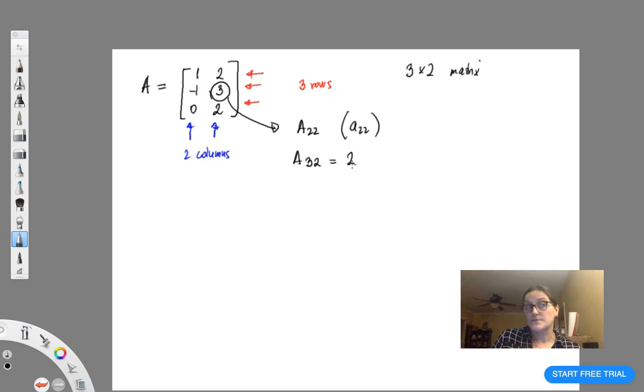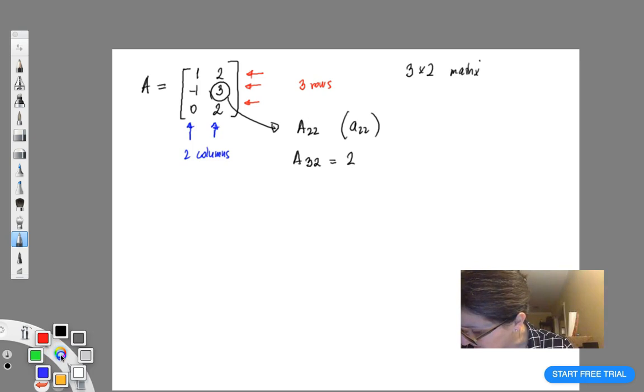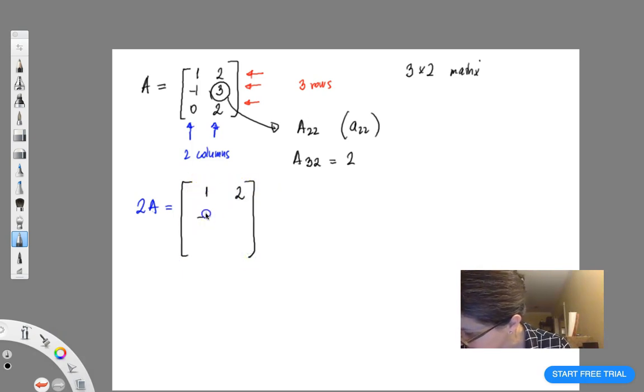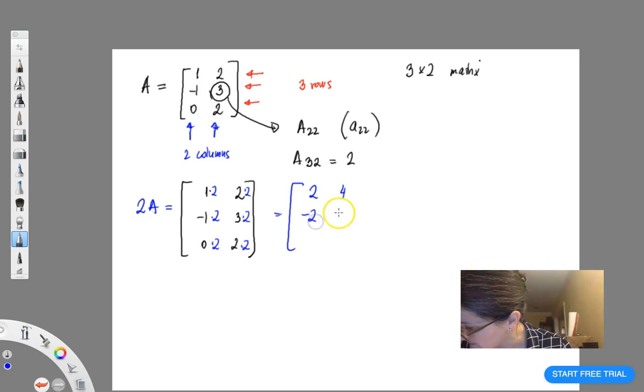So now if I wanted to, for instance, multiply this matrix by a number, let's say 2A, is simply the same matrix but every element I'm going to multiply by 2. So my result is then 2, 4, minus 2, 6, 0, and 4.